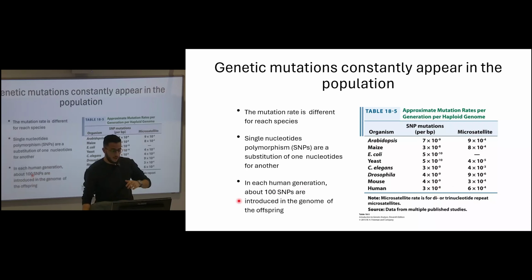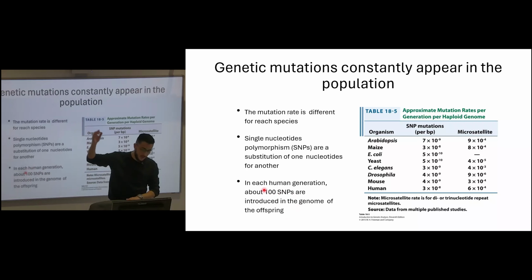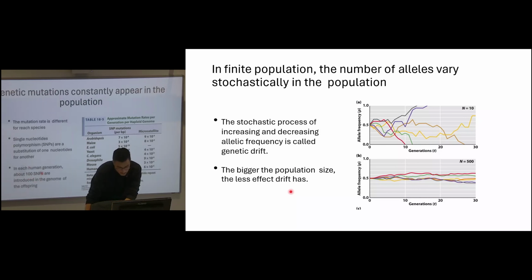So when you get offspring, there are about 100 single nucleotide polymorphisms that are introduced in the genome, right? And so you would be like, okay, well, if there's only 100 in 20,000 genes, excluding the non-coding part, how come we are all so different? Don't forget, we have recombination and other stuff, okay? So this is one way to create variation in the population, but it's not the only way. These mutations sometimes can be good, sometimes can be problematic, as you already know.